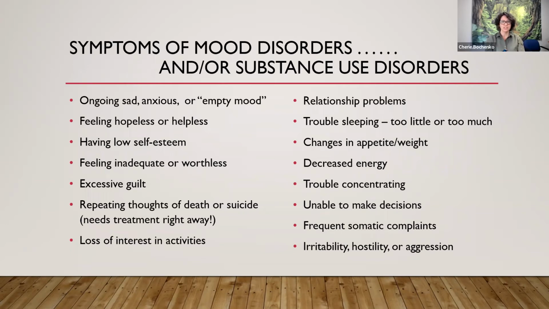It's an emergency. Loss of activities, relationship problems, trouble sleeping, too little, too much, changes in appetite or weight, decreased energy, trouble concentrating, unable to make decisions, frequent somatic complaints, headaches, muscle aches, irritability, hostility, or aggression. So it's kind of hard to parcel out what came first, and a good history can certainly help that.